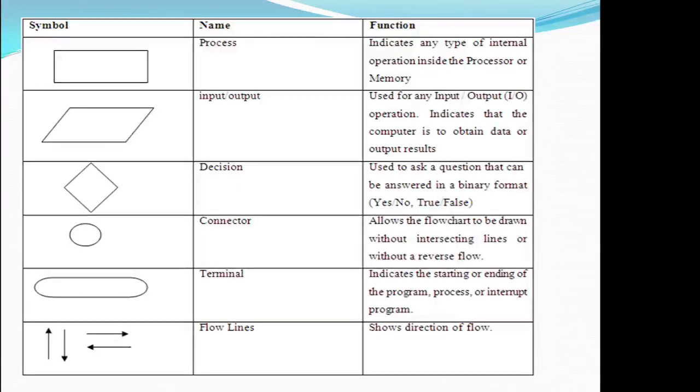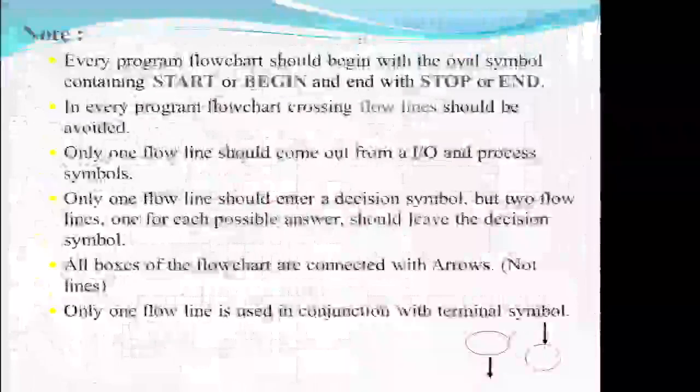Okay, these arrows show what? The flow of the program. The flow lines show the direction of the flow. Let us see an example.